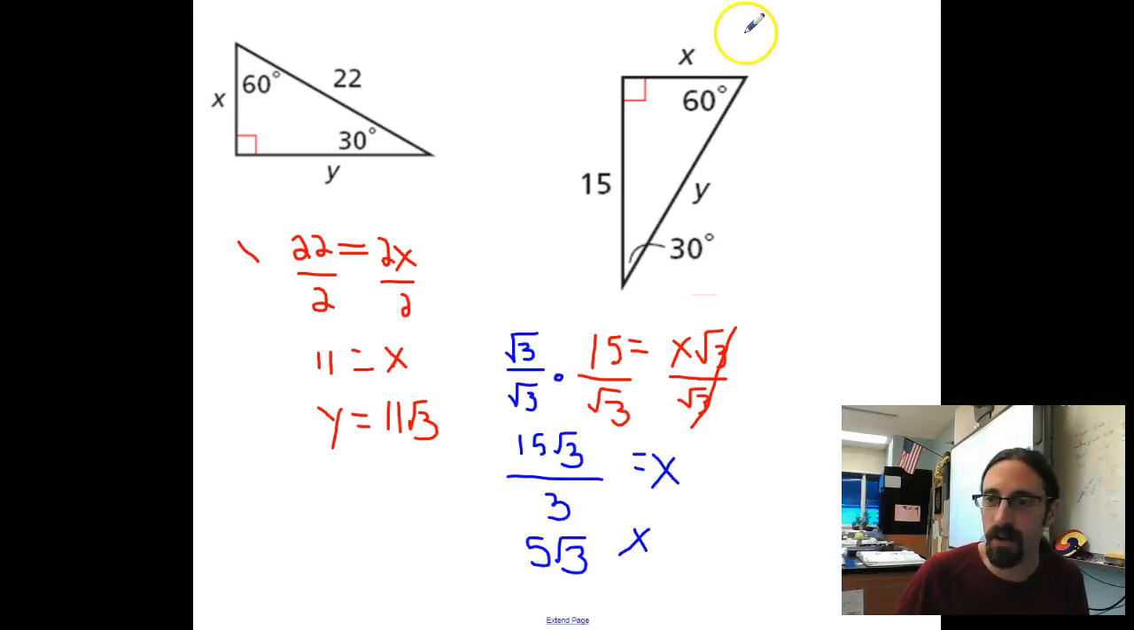So I know up here now that this is 5 square roots of 3. And I know that the hypotenuse is twice that. So this is equal to 2 times 5 square roots of 3.